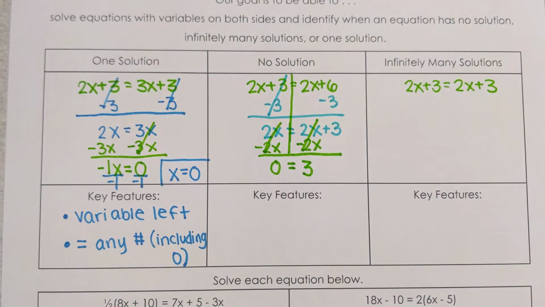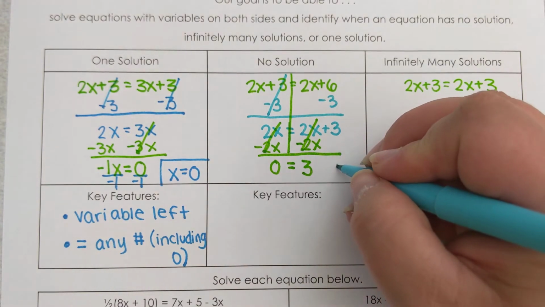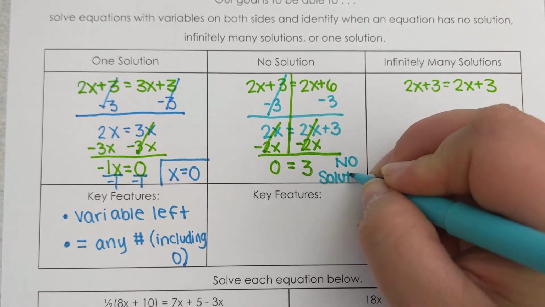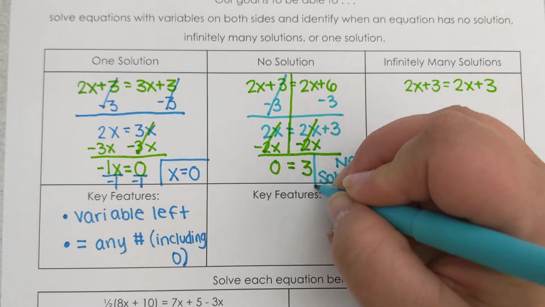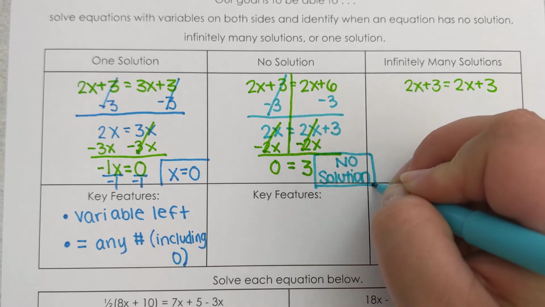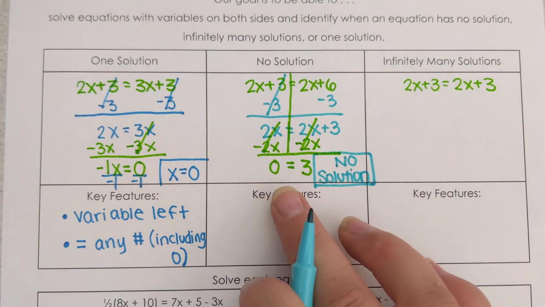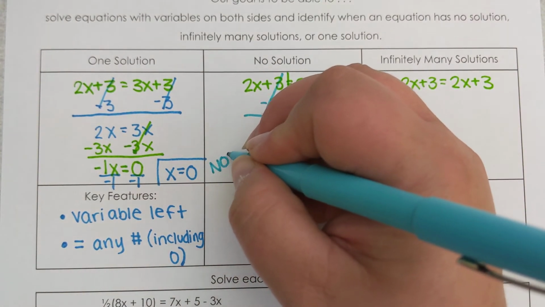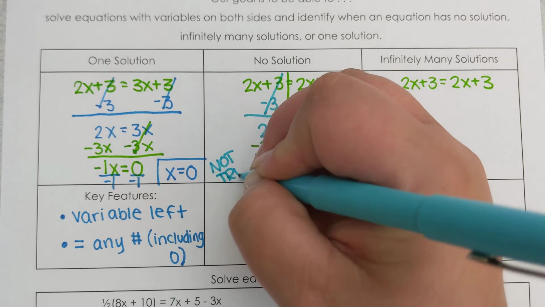Well, wait a second. Does 0 equal 3? No, it does not equal 3. It will never equal 3. So what we have going on in this problem is a no solution. That's never true. That's not going to happen. 0 does not equal 3. Not true.